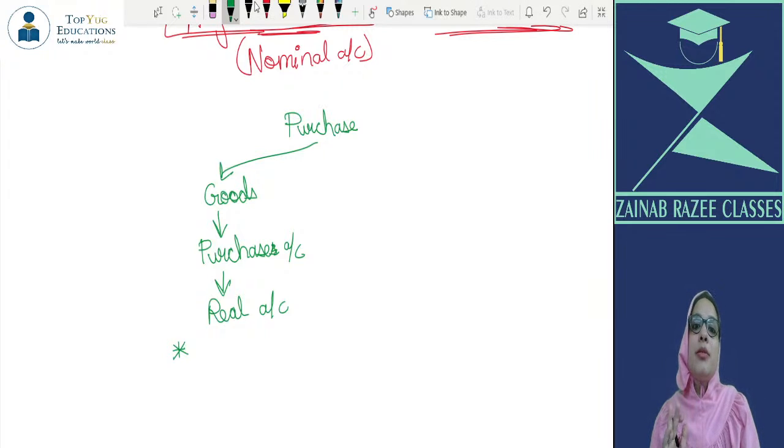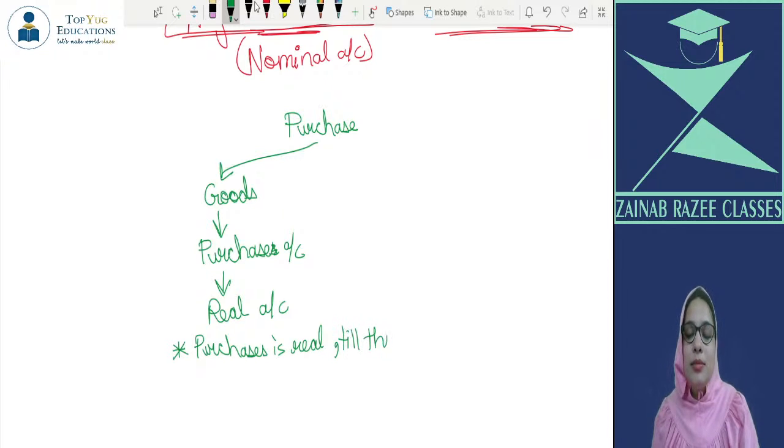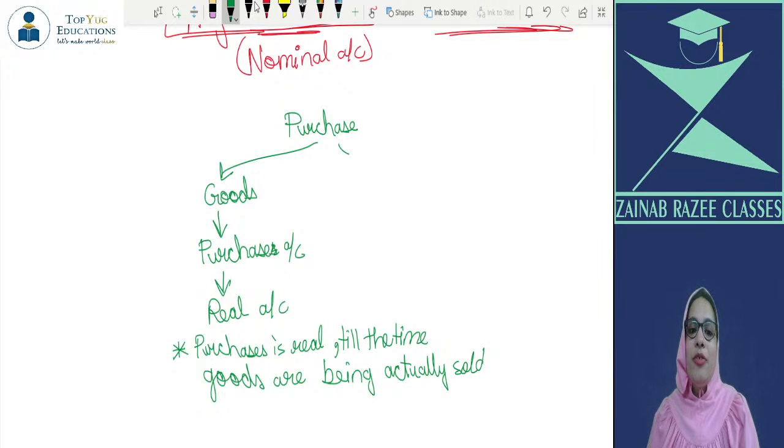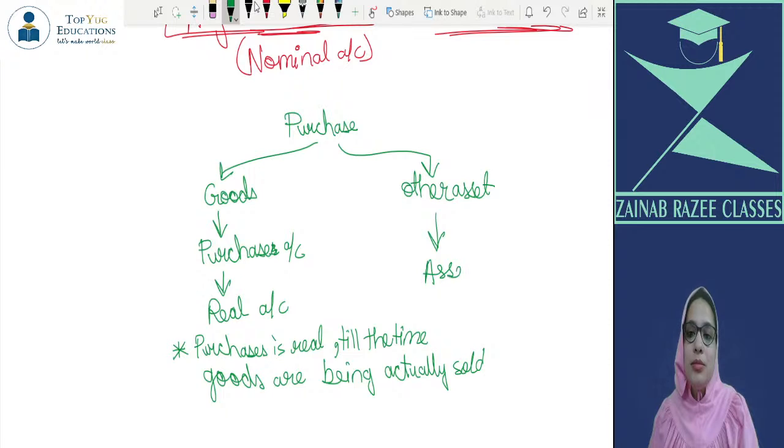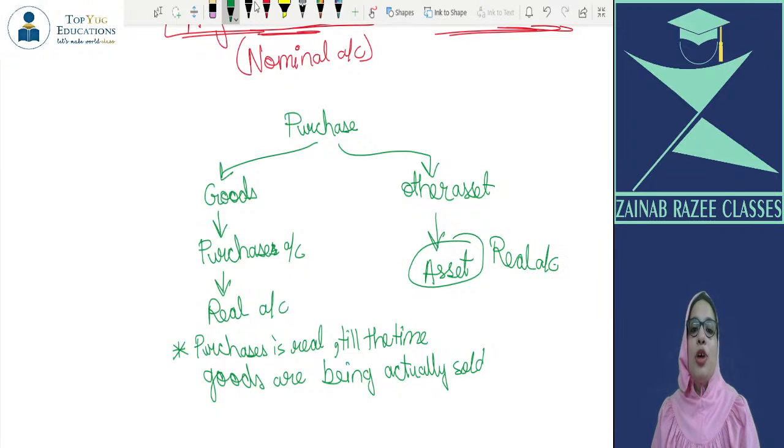Adjusted purchases is a nominal account. But again, adjusted purchase, what is it? Leave it right now. Let us understand the basics, then we'll go on to those words. Don't worry. So you can just write down: purchases is real till the time goods are actually sold. And for other assets, we debit the respective asset account and that is also a real account. Am I clear? Here we stopped yesterday.